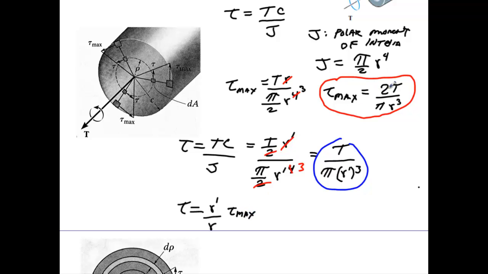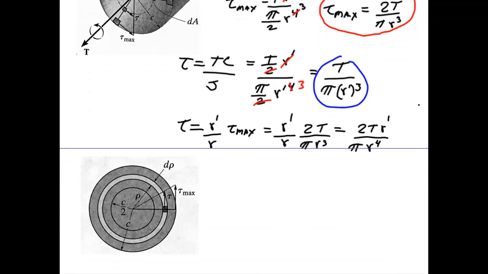However, we proved that T max is equal to this, so can't we say that it's equal to r prime over r times 2 times t over pi r to the third power? And we'll simplify that. That's going to give me 2t r prime over pi times r to the fourth power.